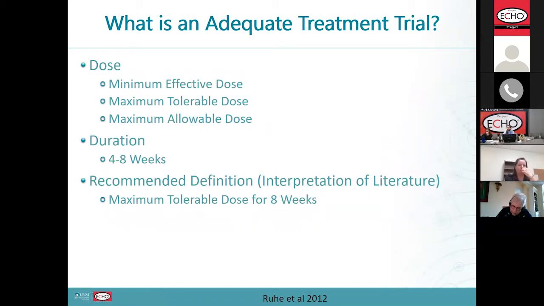So for example, if that person who was taking the sertraline 100 milligrams didn't tolerate 150 milligrams, that 100 milligrams for 8 weeks may have been an adequate treatment trial for that person. Whereas if they've never tried 150 or 200 milligrams of sertraline, that dose may be inadequate, even though the duration was adequate. So maximum tolerable dose for 8 weeks is what I suggest as an adequate treatment trial.